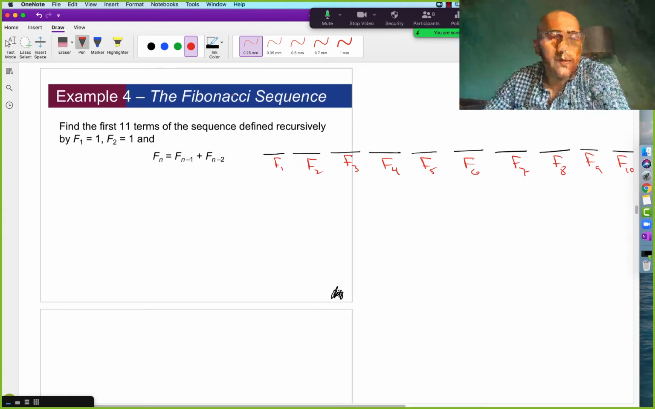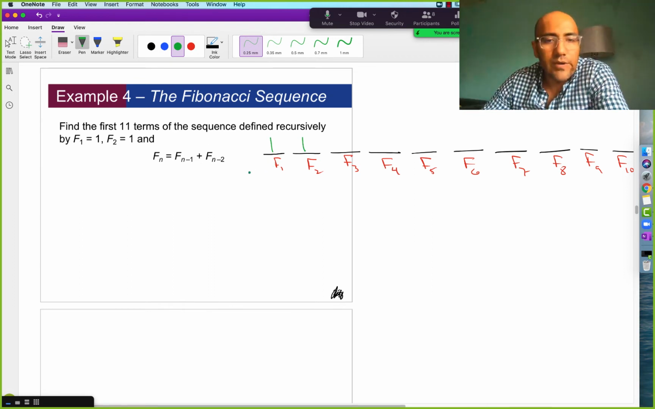Okay, the first couple are just given, right? That's key to any sequence defined recursively. We got to get the ball rolling because the next one will depend on previous values. Here is the recursive formula given for the nth one: it's described by taking the f of n minus 1 value and the f of n minus 2 value. So the one that comes right before it and the one that comes 2 spots before it. That's what that means, right?